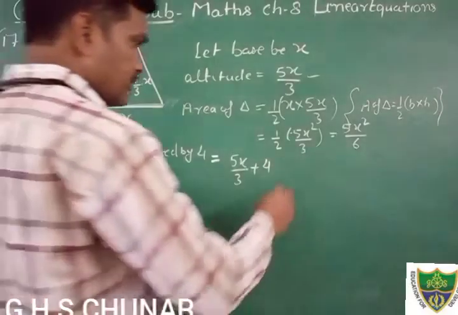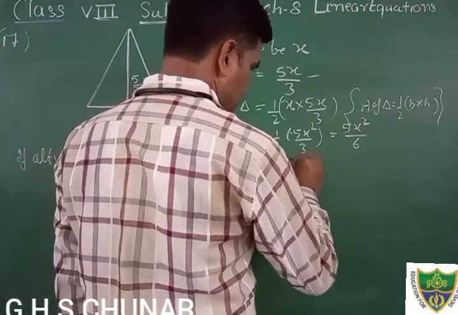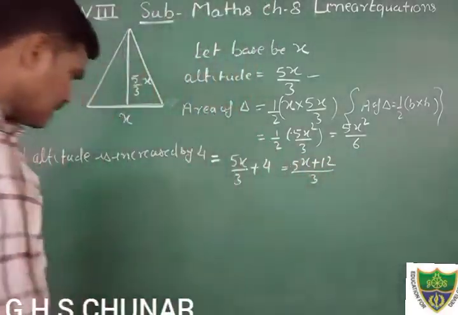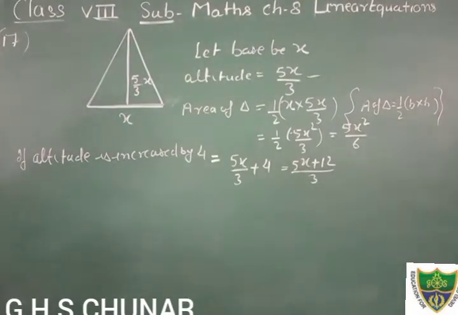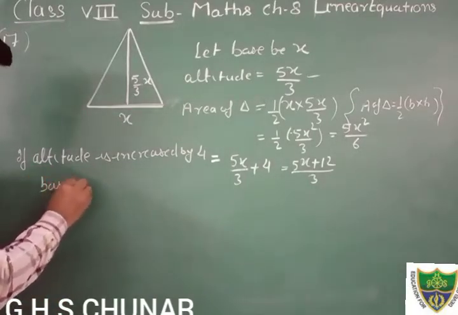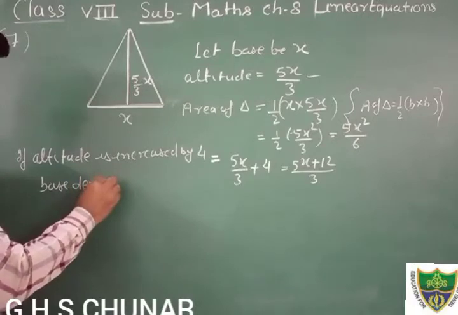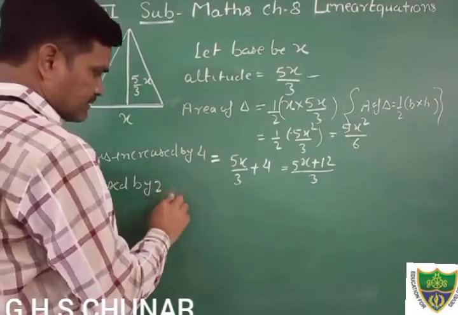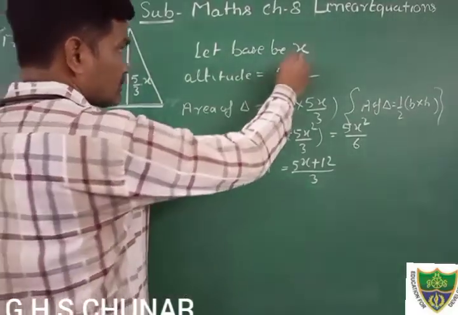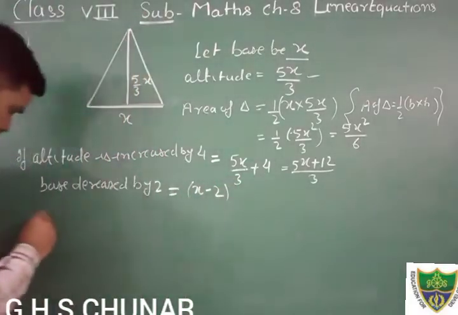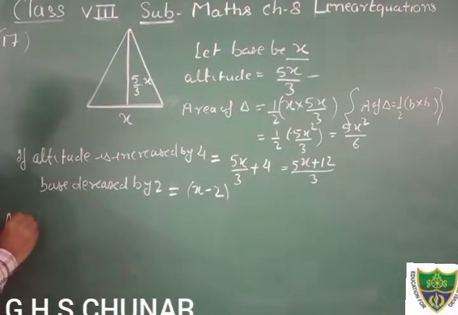Okay, it will be (5x + 12)/3, and the base decreased by 2. That is, this is the base, x minus 2. Now area, what will be the area?